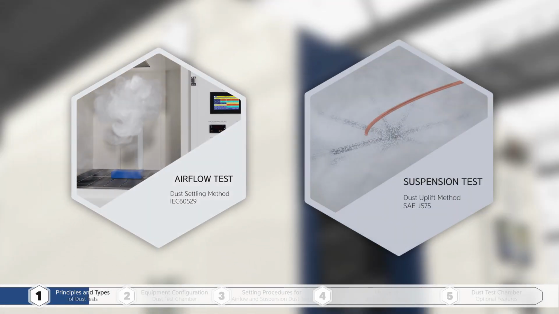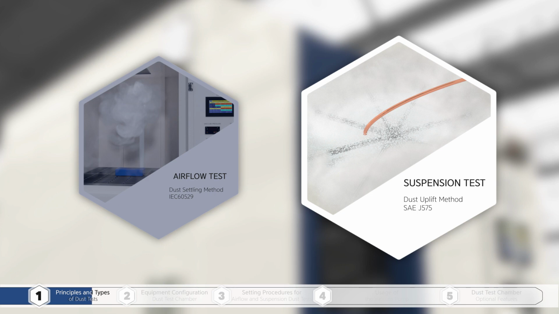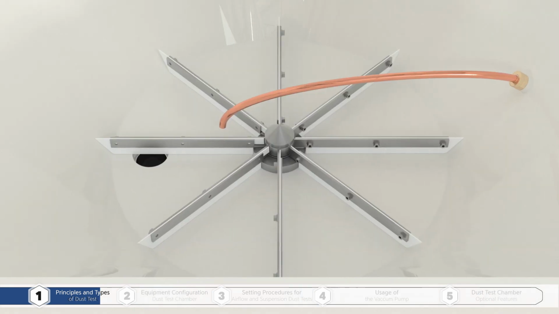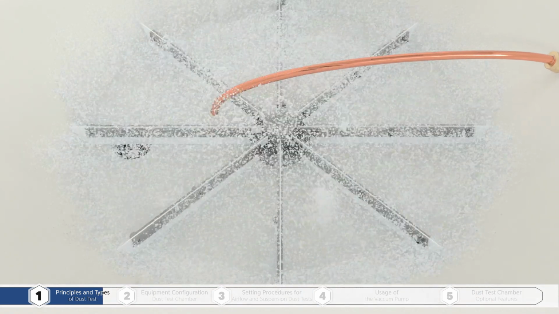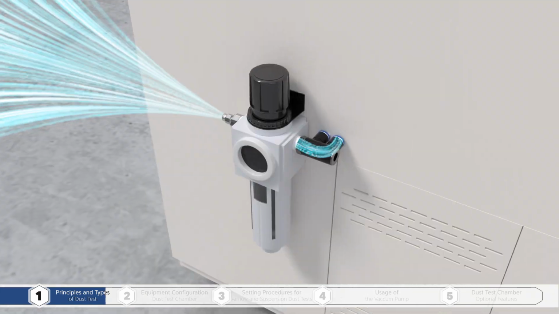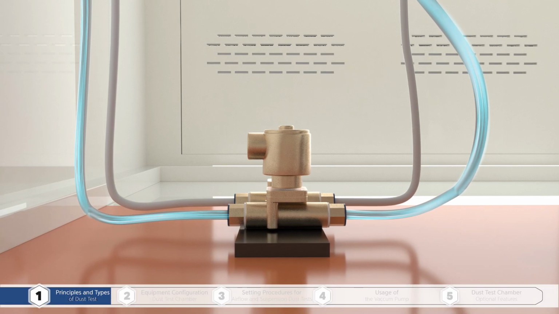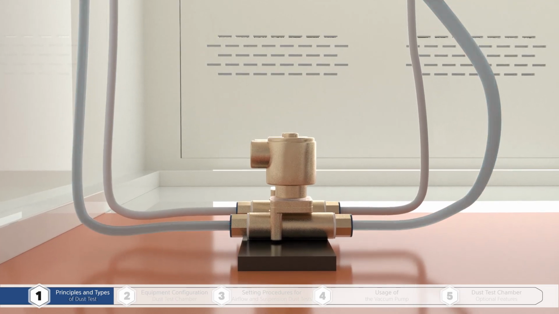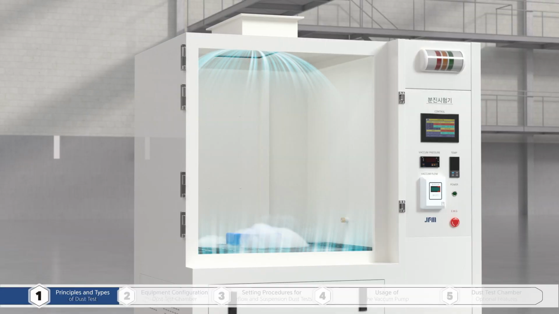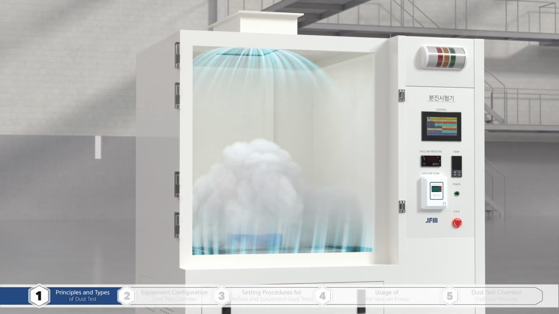Second, the suspension test is a method in which air is sprayed from a dedicated nozzle, causing the dust to float upward from bottom to top before settling down. Dust is introduced into the dust test chamber. Subsequently, external air connected to the equipment enters the chamber and moves along the nozzle. Air is released through the brass nozzle connected to the chamber's inner space, creating a flow that lifts the dust upwards.